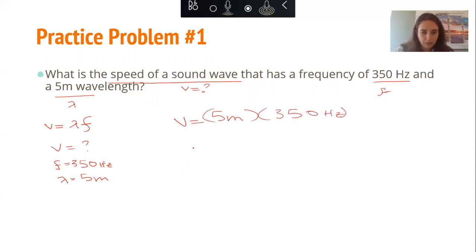And if I multiply those two in my calculator, I get 1,750. My units are meters per second because I'm dealing with speed here. And so that is the speed of this wave. Make sure you have all of this in your notes. Okay, so let's move on to the second problem now.